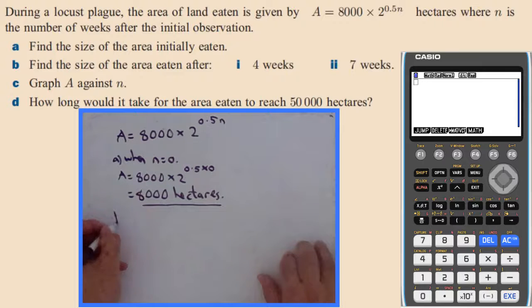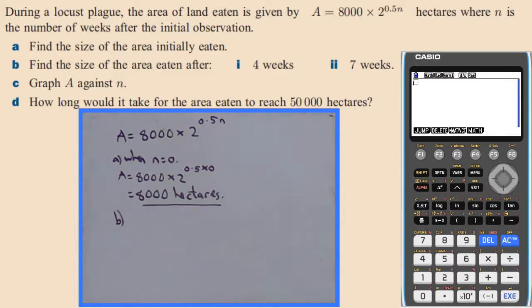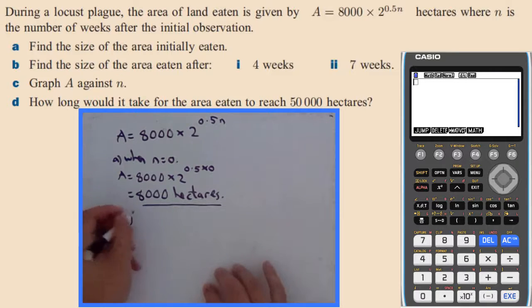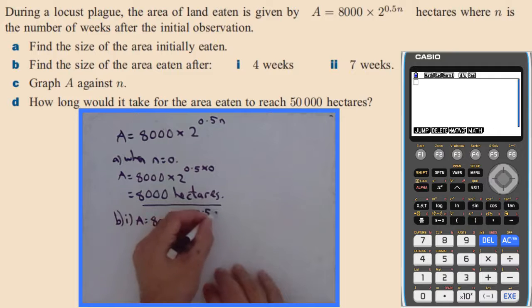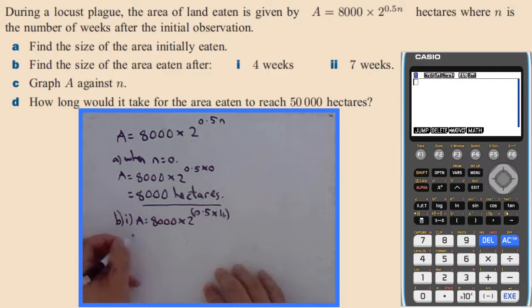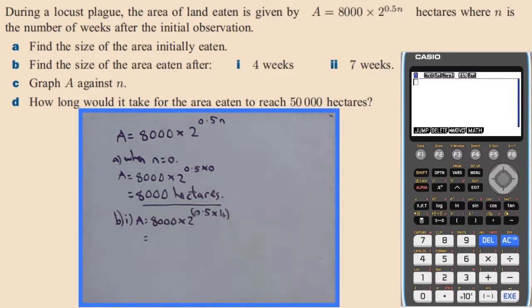Part B. Find the size of area eaten after 4 weeks, 7 weeks. So now we are going to use the calculator. So part 1, we know that A equals 8,000 times 2 to the 0.5 times 4 weeks, that n must be 4. So we just put it in like that. Go to your calculator and type it in exactly how it looks.